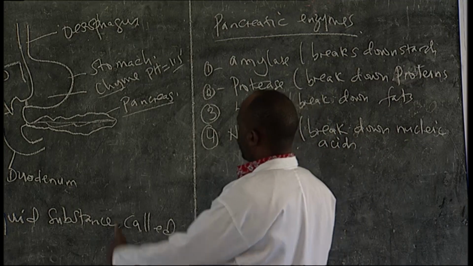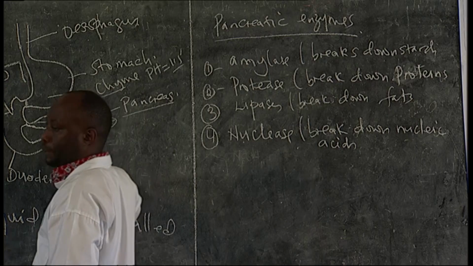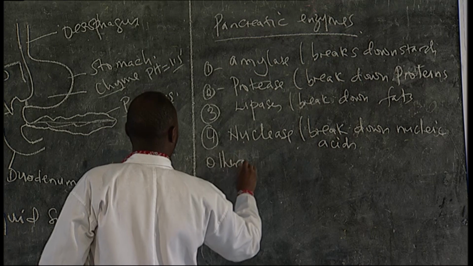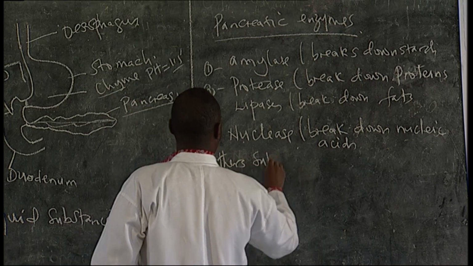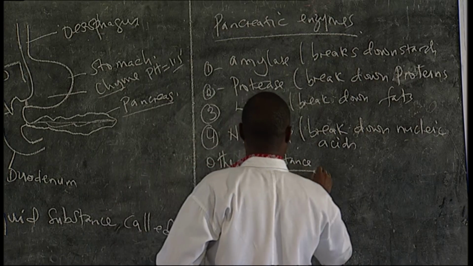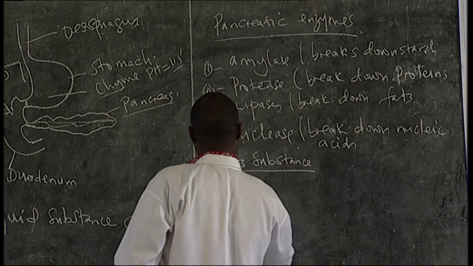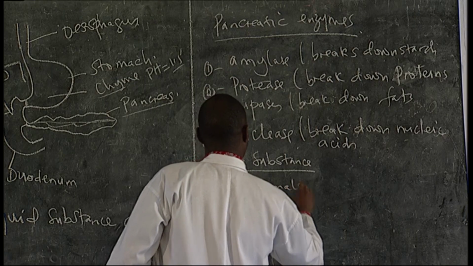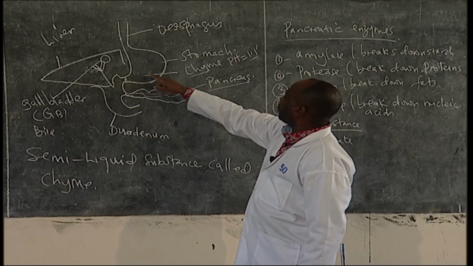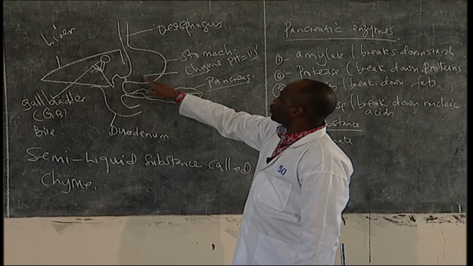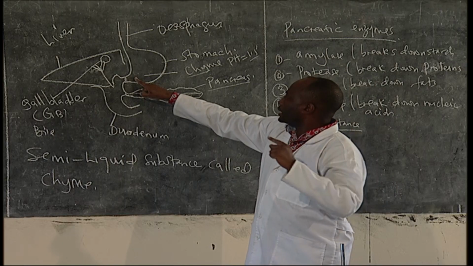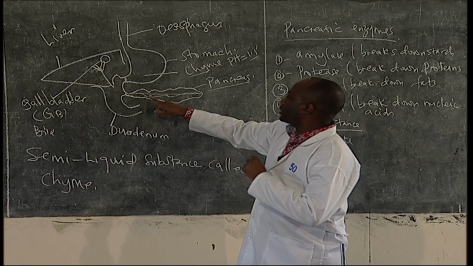But there are also other substances that are released by the pancreas to perform the function of breaking down the food, and that is bicarbonate. This bicarbonate is very important because, as I told you, once the chyme is released from the stomach, it has a pH ranging from 1.5. So once it is released, the pancreas has to release bicarbonate.